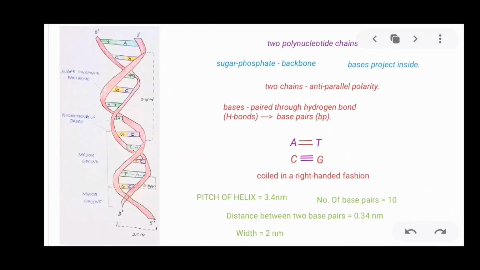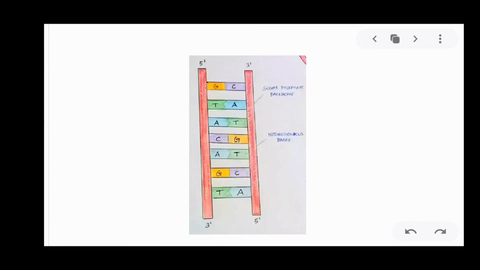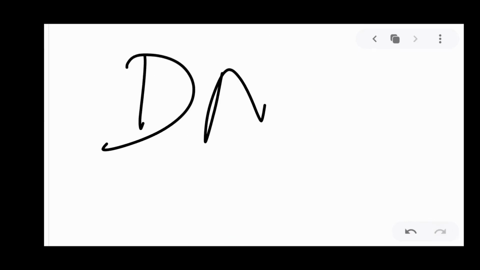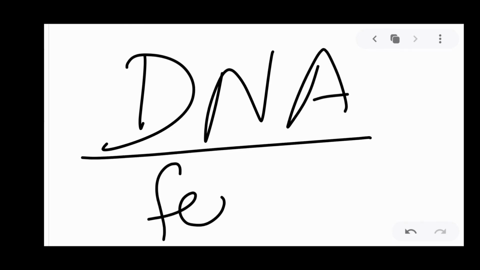And the last one is the width, which is shown here, that is 2 nanometers. We can show here also that the width is 2 nanometers. So this is the width, and with this we complete the DNA and its features.